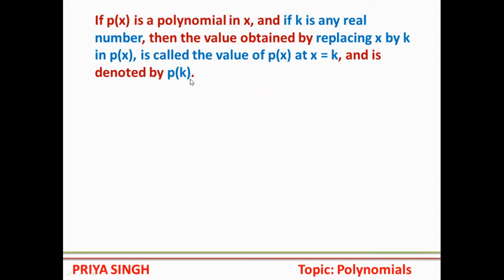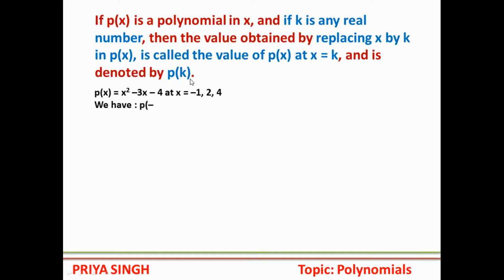Now here k can be any real number. Let us consider one example to understand it in a better way. So p of x is equal to x square minus 3x minus 4, and I'm supposed to find the value at minus 1, 2 and 4. Let us first find it at minus 1.